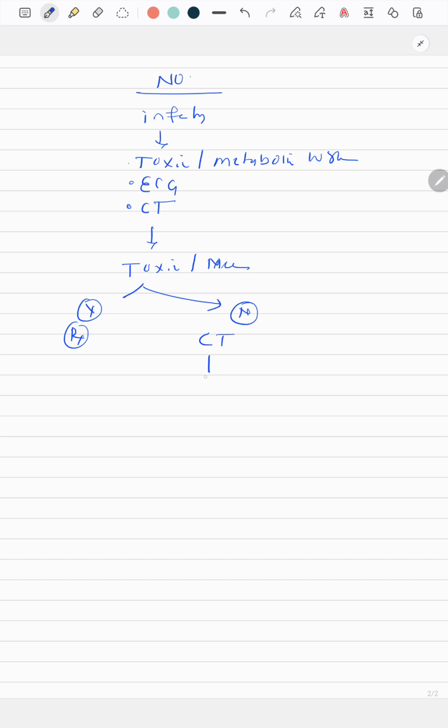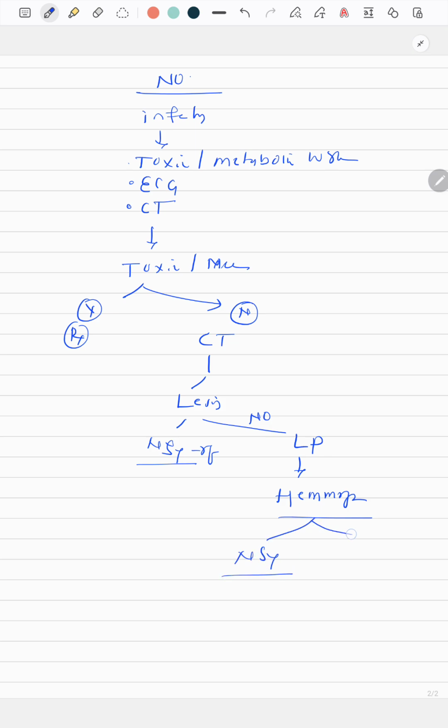If it is showing any lesion, you should get neurosurgery reference and consultation. And then consider lumbar puncture if there is no lesion in CT. If it is a hemorrhagic LP, neurosurgery consult and reference. And if there is a non-hemorrhagic LP, consider CVA and anoxia, and you should further evaluate with MRI and neurophysician consultation.